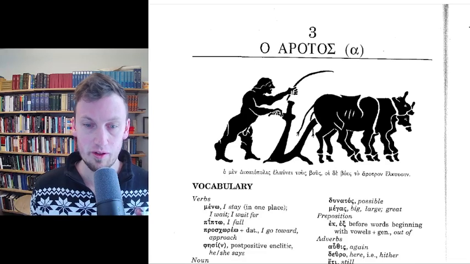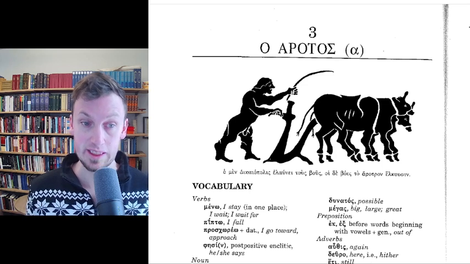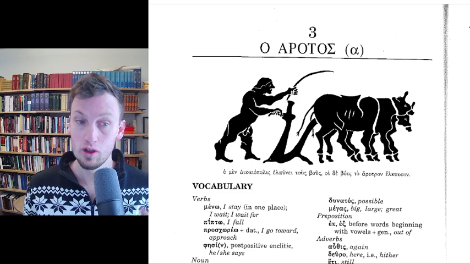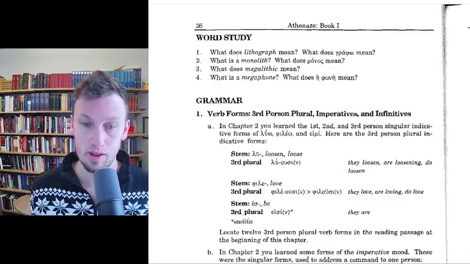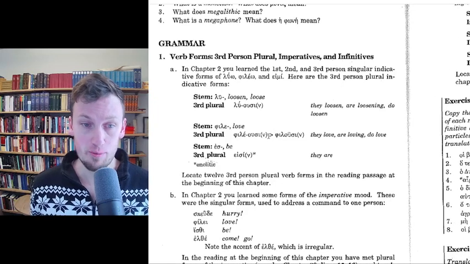Okay, so this chapter is not nearly so difficult. You'll have a bunch of vocab to learn and some new noun forms which you will really need to learn, but conceptually, there's not much new going on in this chapter. Maybe one new big idea. So the first bit of grammar is your third person plural form.